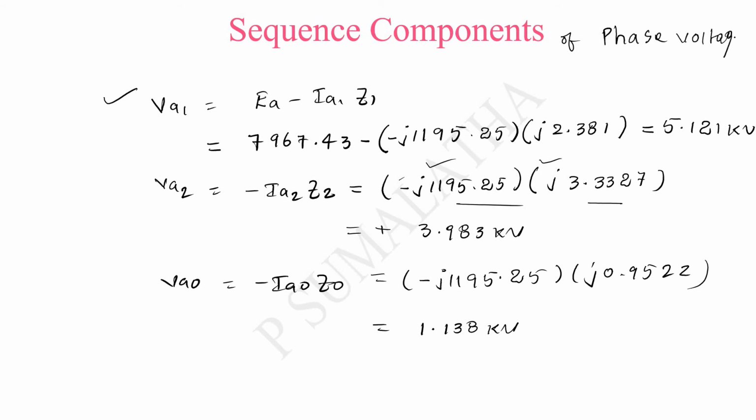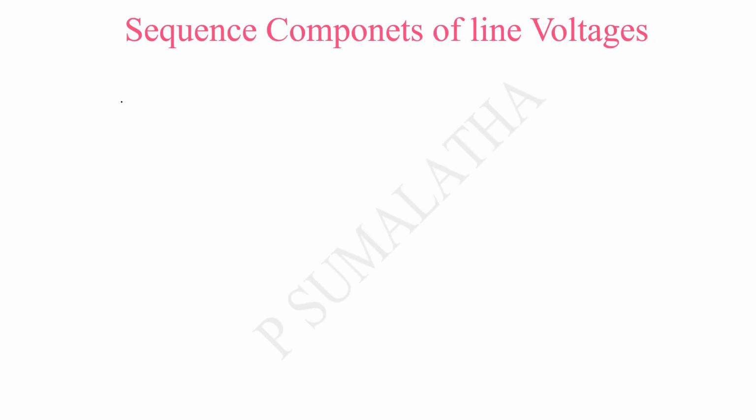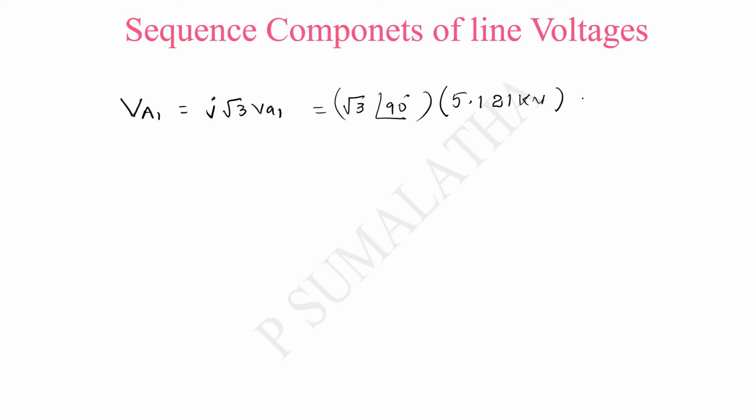Now we need to find out the sequence components of the line voltages by using the relation between the line and the phase quantities of the star connected system. The positive sequence component of the line voltage is equal to j root 3 times VA1. j root 3 can be written as root 3 at an angle of 90 degrees, into VA1, which is 5.121 kilovolt. That is equal to 8,869 at an angle of 90 degrees.